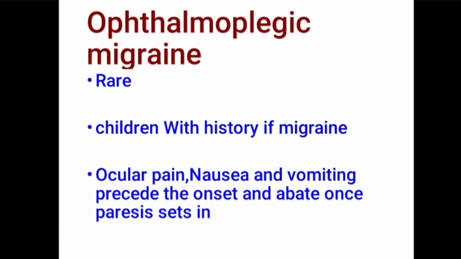So moving on to some special situations, that is ophthalmoplegic migraine. This is a very rare phenomenon. It is usually seen in children with a history of migraine. Here the patient will typically have ocular pain, nausea and vomiting, which will precede the onset of palsy and will come down once the paresis has set in.